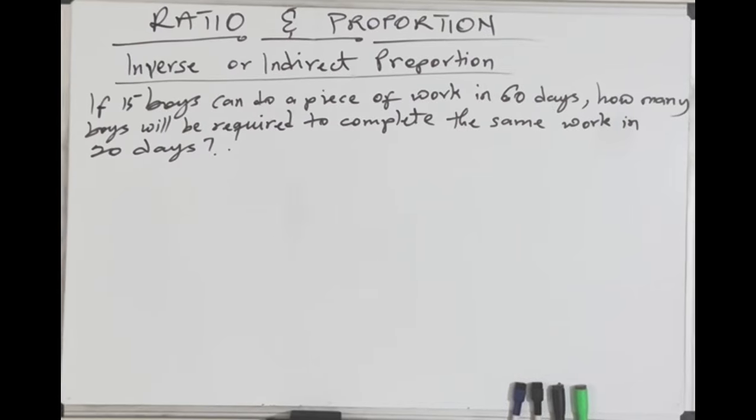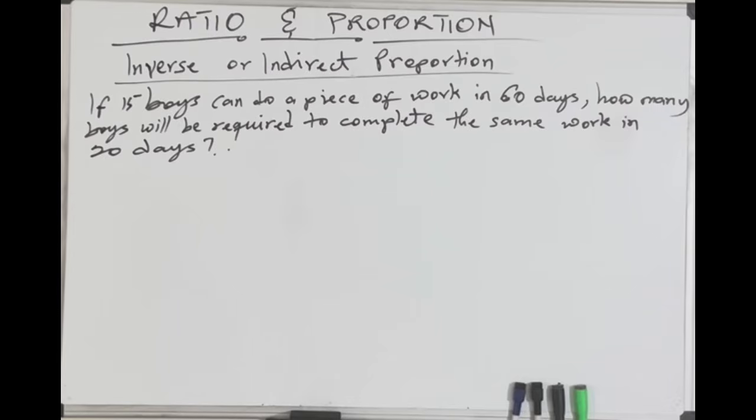We have another subtopic, inverse or indirect proportion under ratio and proportion. And then we are saying if two quantities vary such that as one increases, the other decreases, then they are said to be inversely or indirectly proportional. We have a question here. If 15 boys can do a piece of work in 60 days, how many boys will be required to complete the same work in 20 days?